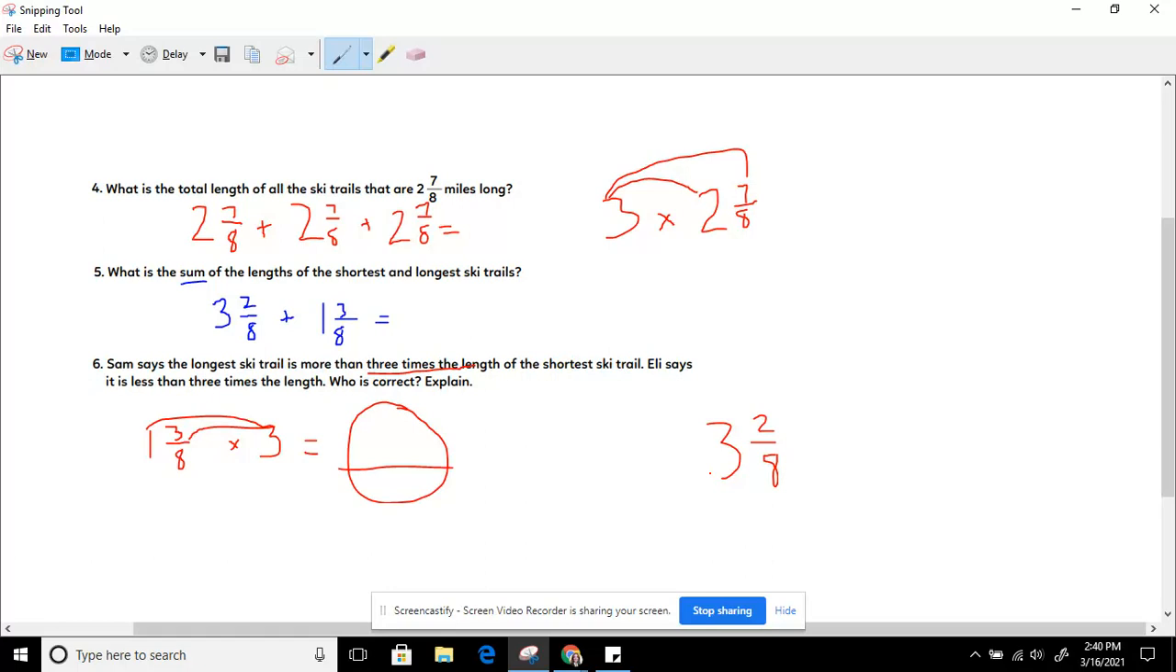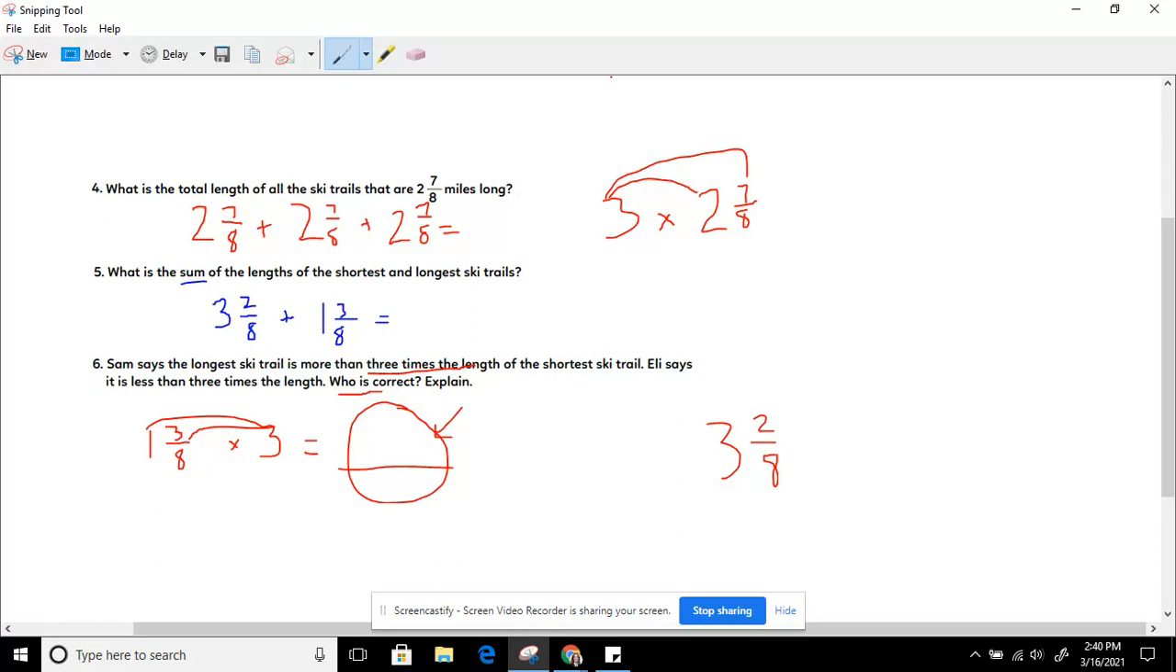If this answer right here is more than 3 2/8, then Sam is going to be correct. If this answer right here, when you solve it, is less than 3 2/8, then Eli is correct. So you're going to figure out who is correct and explain. And you can just explain by showing your math if that's the case, okay?